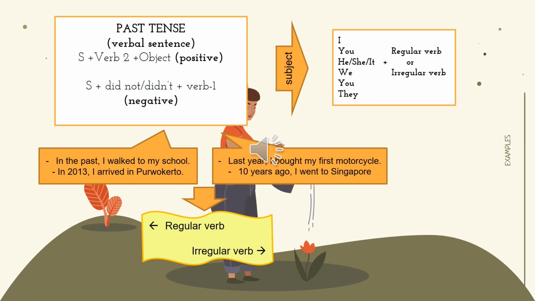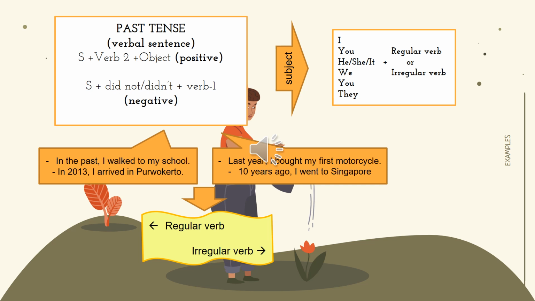Now let's move on to the next topic about past tense or verbal sentence. Here we are going to understand the verbal sentence with two forms. The first is positive, the next is negative. The positive form, we can start with subject followed by verb 2 followed by object. And in negative, we can start with subject followed by didn't or did not and followed by verb 1.